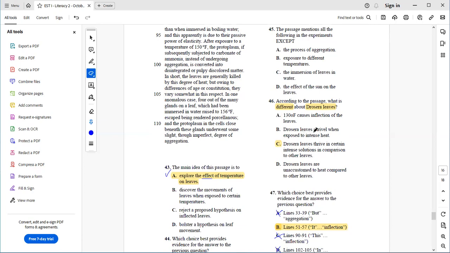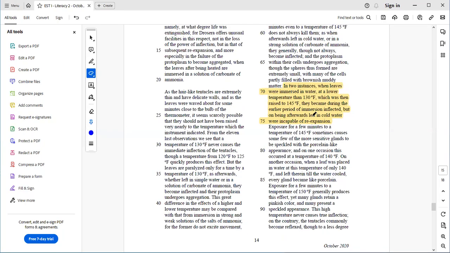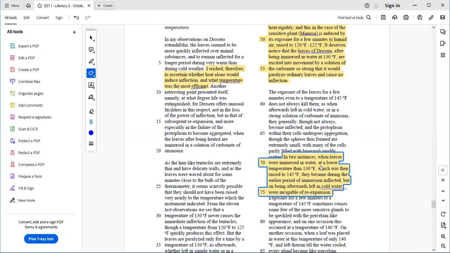Drosera leaves shrivel when exposed to intense heat. He didn't say whether this is intense heat or not, so I'm not going to take it. Drosera leaves thrive in certain solutions, yes, in comparison to other leaves, to mimosa. Look here, because he put it in a solution which was then raised, the leaves during the early period of immersion inflicted, being afterwards left in cold water. Cold water is a solution. We're incapable of re-expansion. It's not this, I think. No, it's not this. I'm sorry.